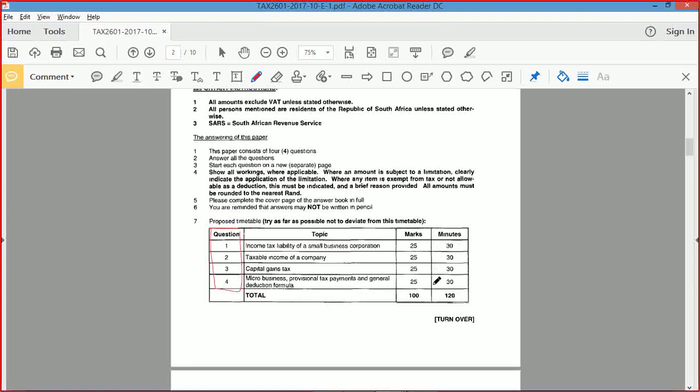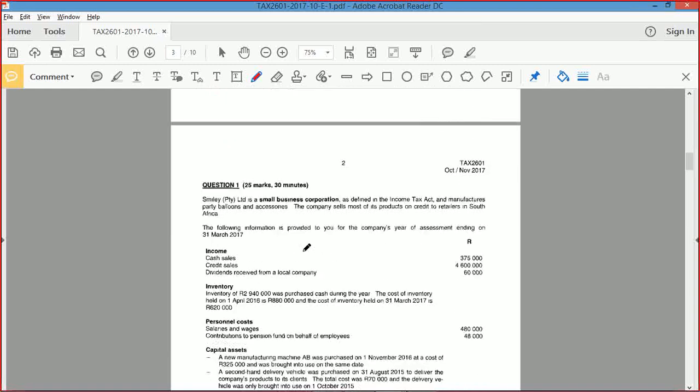You can see all the questions are 30 minutes long. All the questions are out of 25 marks. So it makes no difference where you start here, because all the questions have the same duration and the same mark allocation. So I would suggest you choose a topic that you're most comfortable with. Looking at these four options, option one is probably going to be the easiest, because you're looking at a simple income tax calculation in order to get the tax liability. Obviously it's an SBC, so you're going to need the tax tables for the SBC. Okay, so let's start with question one.